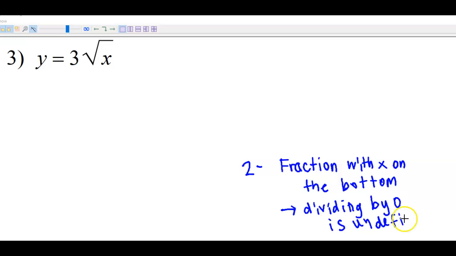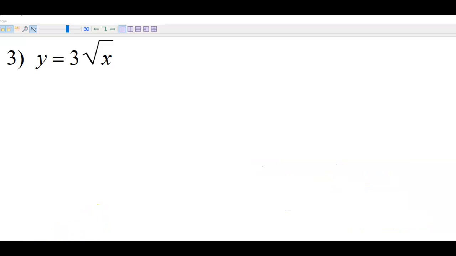So if we have a fraction with x on the bottom, we need to make sure that we exclude our domain because dividing by 0 is undefined. So basically we have to make sure that our x values don't make the denominator equal 0. So we'll look at a couple of those examples as well. On this one, again, x just has to be greater than or equal to 0.